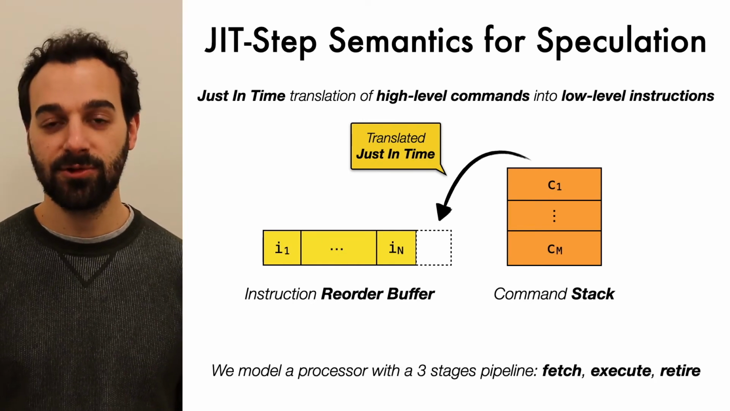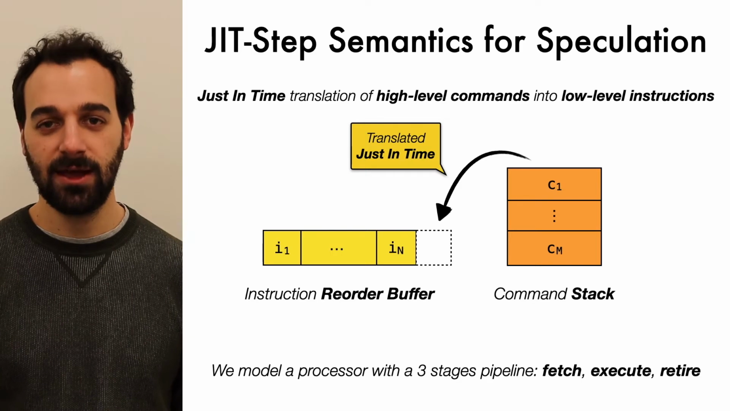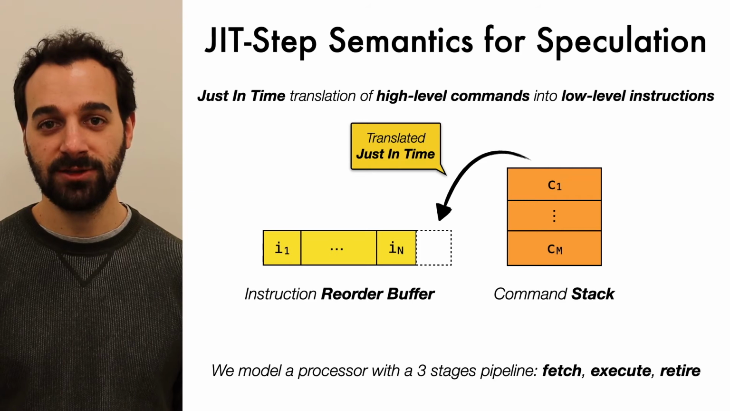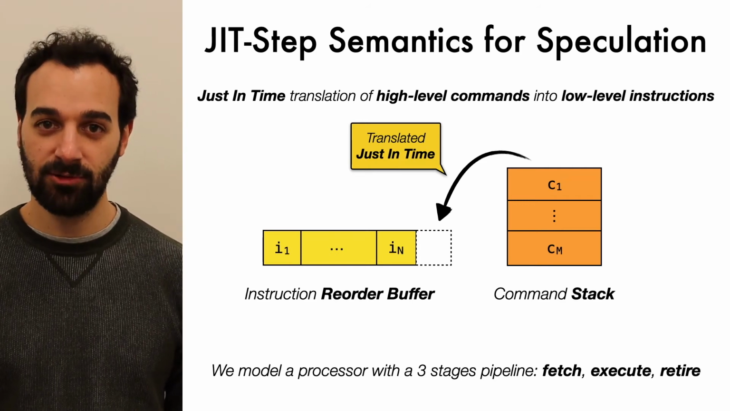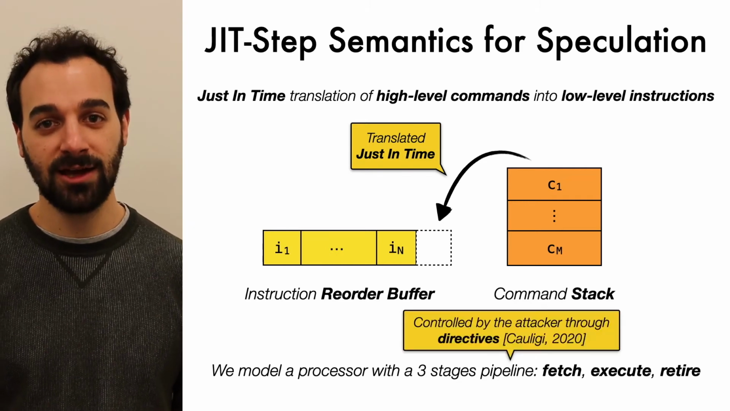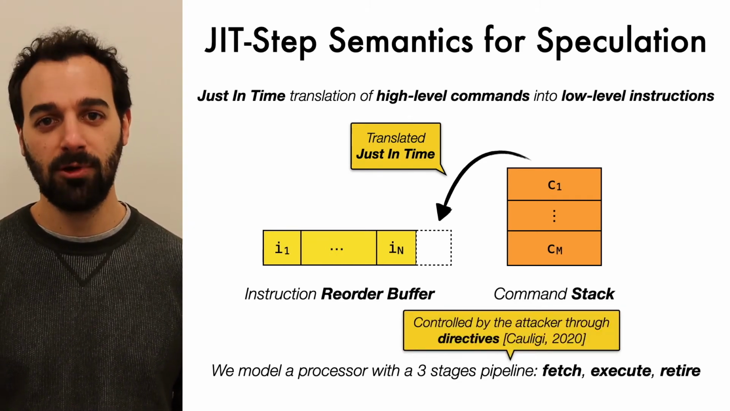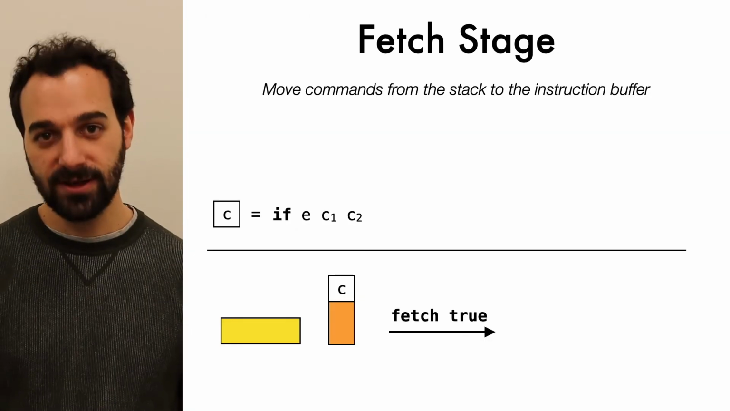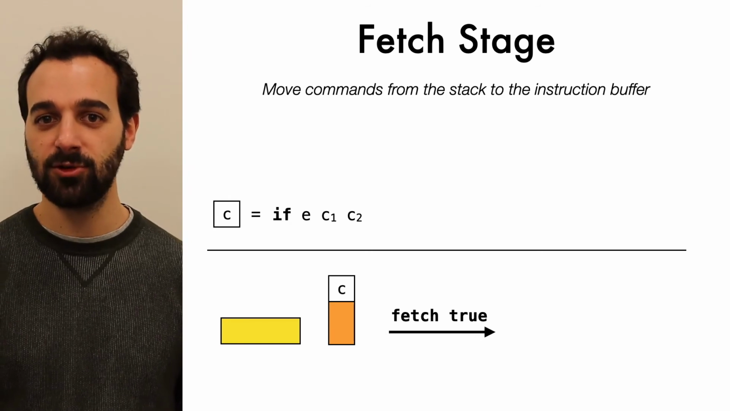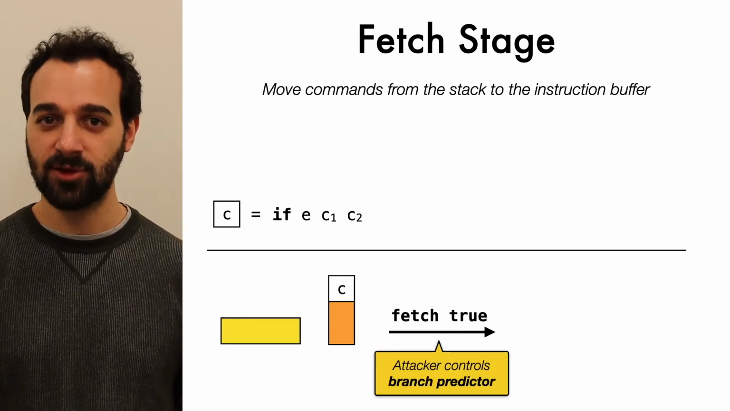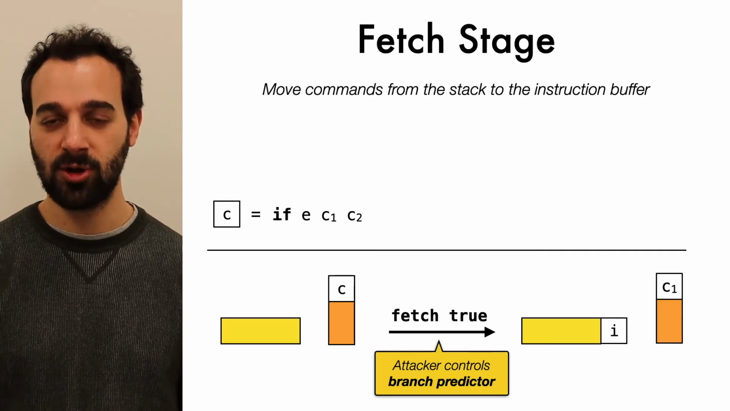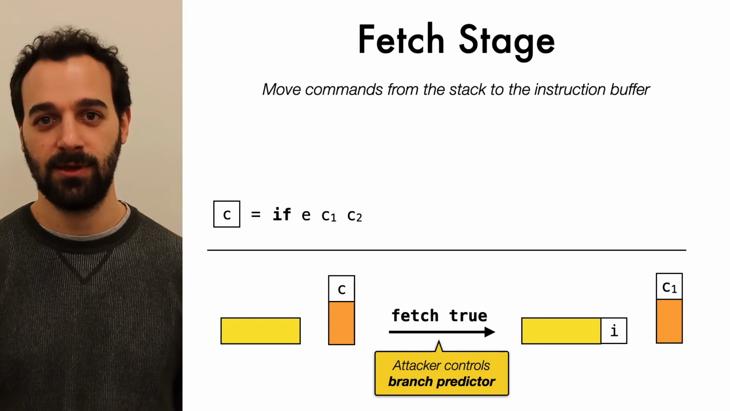We model a simple processor pipeline consisting of three stages: fetch, execute, and retire. We don't fix the order in which instructions and their individual stages are executed, and we don't model the branch predictor. Instead, we let the attacker explicitly control the processor through a set of directives. For example, by supplying directive fetch true, the attacker instructs the processor to predict outcome true for the next if-then-else command. In response to that, the processor replaces the if-then-else on top of the stack with the then branch.